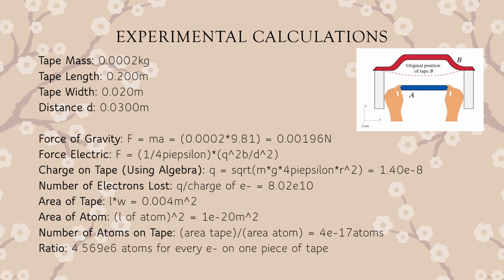We measured the force of gravity, the electric force, and the charge of the tape using algebra and using those equations I had specified earlier in the fundamentals. And then the number of electrons lost was also calculated with that new number. We have the area of the tape and the area of the atom and the number of atoms on the tape. That was how we calculated for that. And this ratio was also calculated from that as well.